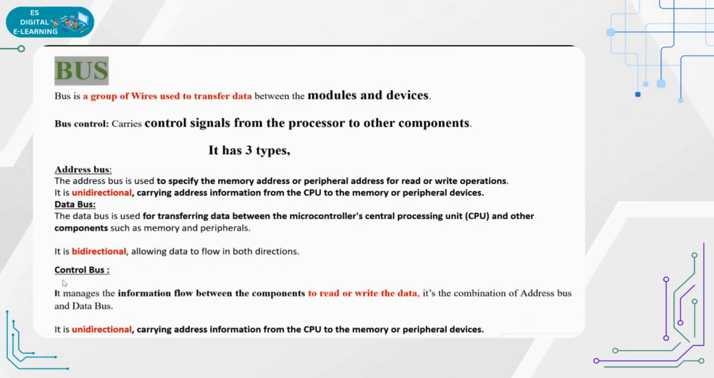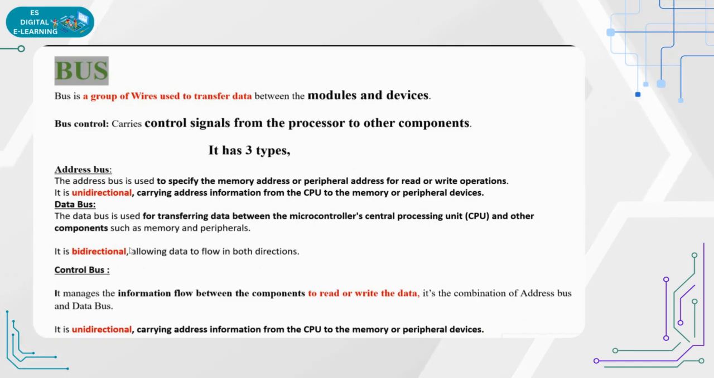You are able to see the address bus and control bus are the same, where both are unidirectional. Only the data bus is bidirectional. It has two directions. Is it clear? What is the bus? What are the types of buses we have? Yes, sir.